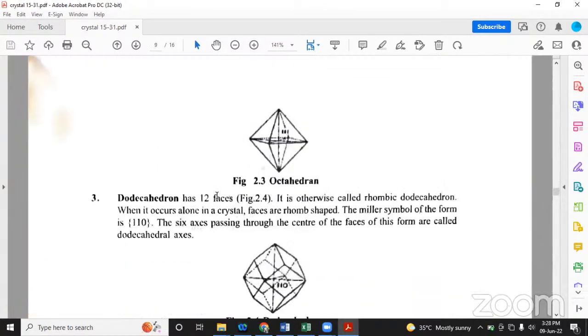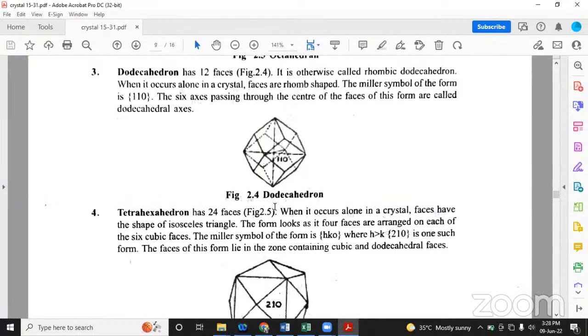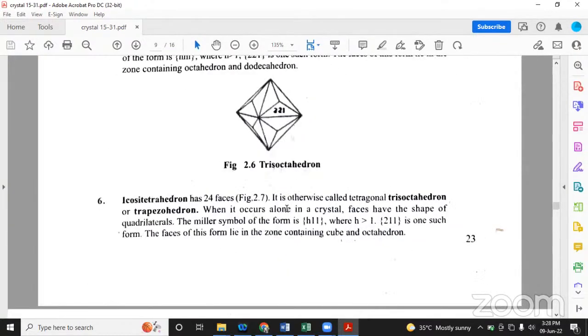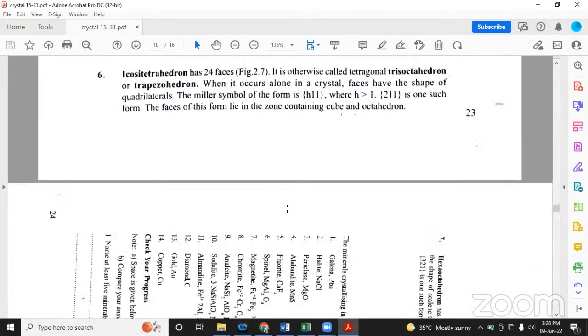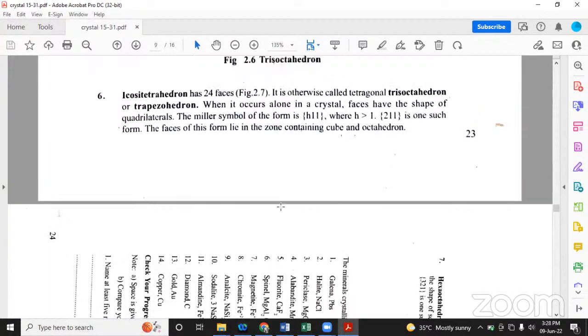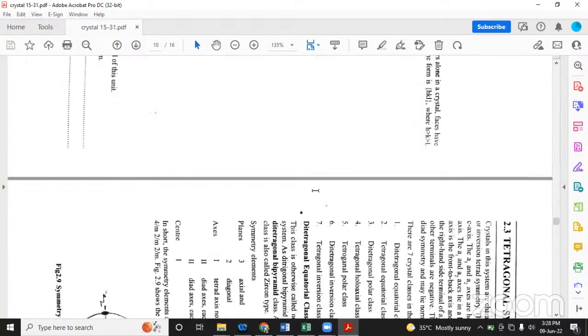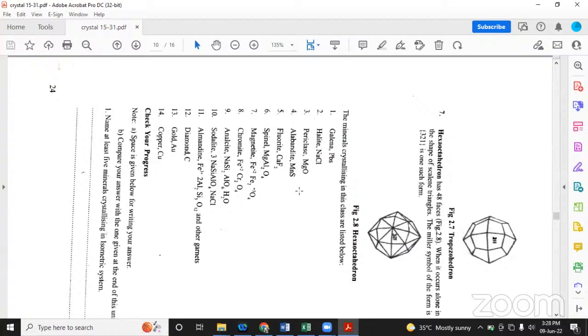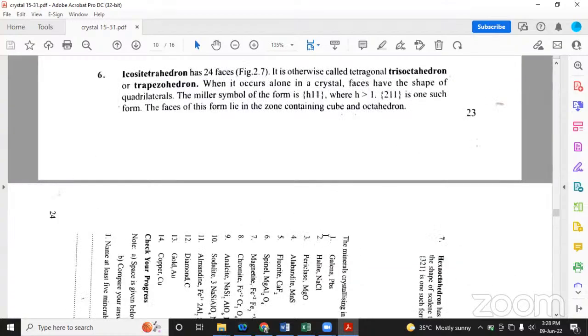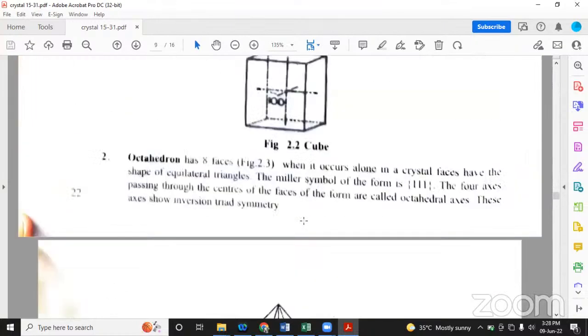Cube, octahedron, the mentioned dodecahedron, tetrahexahedron, as we discussed. These are all examples of the isometric system. These are minerals. So come to the point.